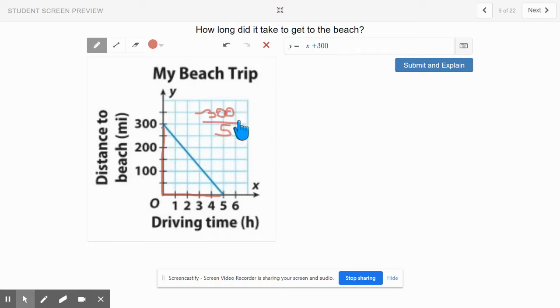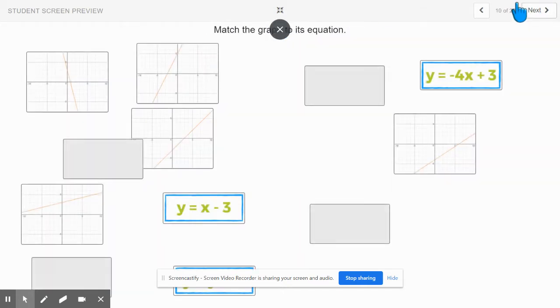5 goes into 300. I know it's 3. 5 goes into 30 6 times. So I'm thinking this is going to be negative. If you didn't know, use your calculator. There we go. Okay, let's keep going.